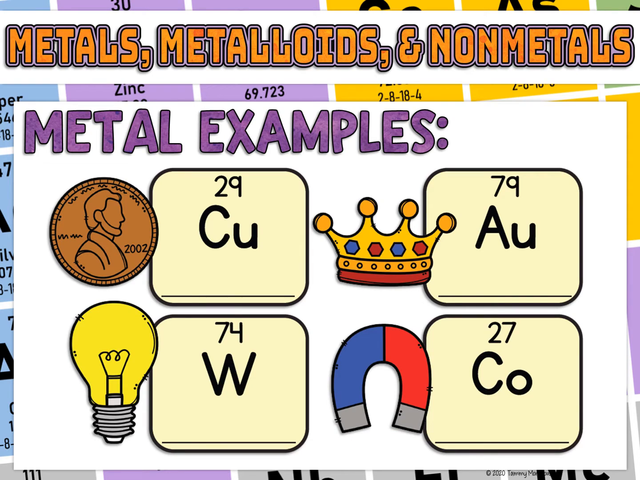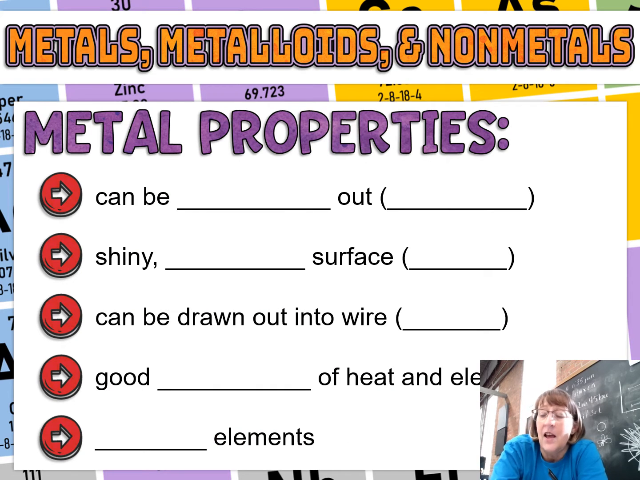Examples of metals would be things like copper, gold, Au, tungsten, W, and cobalt, Co. Notice the first letter is capitalized, and if it has a second letter, it's not capitalized. Metals have a multitude of properties.